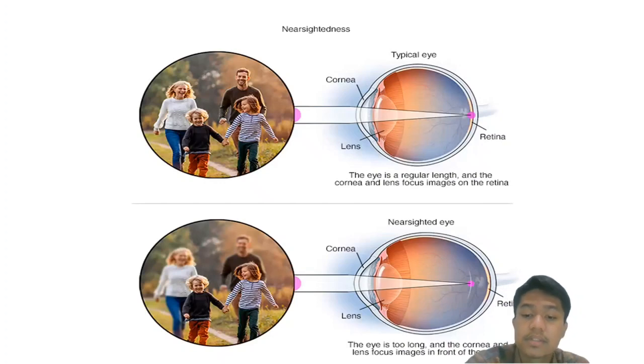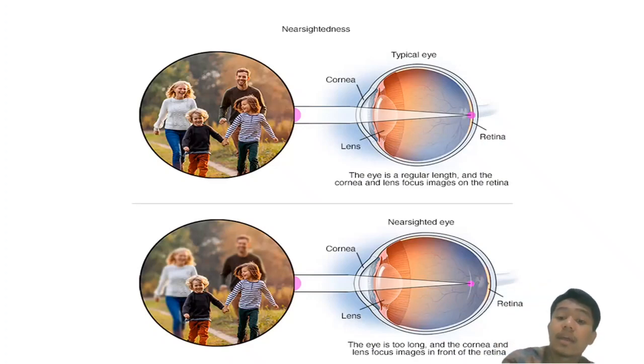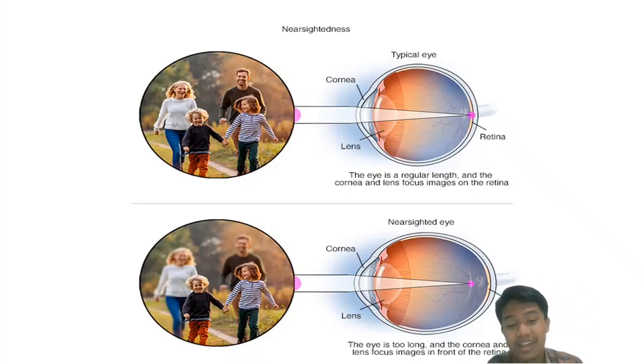Short-sightedness causes objects far away to appear blurred, which can affect your vision when you are driving, playing sport, or trying to recognize your friends, your family, and objects at a distance. This can lead to eye strain, headache, and fatigue. Let's move on.